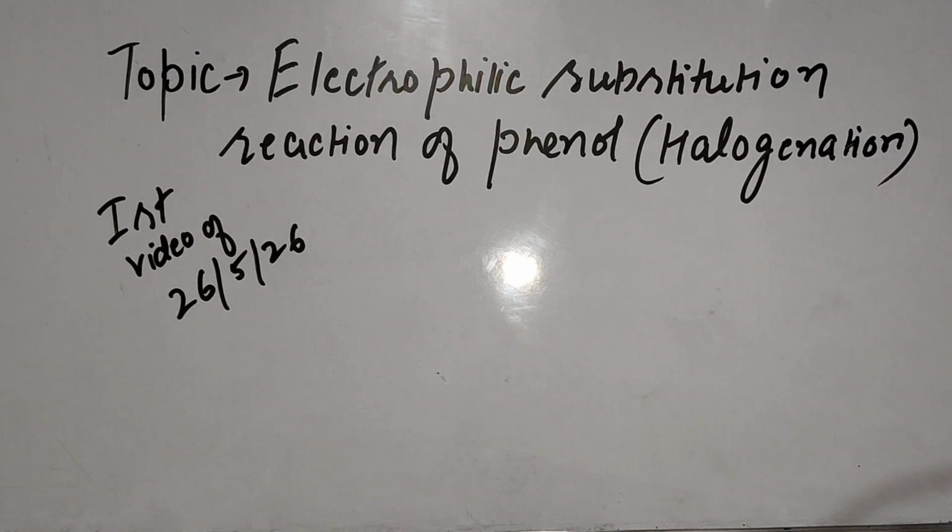Hello everyone. The next electrophilic substitution reaction after nitration of phenol is halogenation of phenol. Halogenation means adding halogen groups, like fluorine, chlorine, bromine, iodine, on the benzene ring of phenol. That's why halogenation is of four types: fluorination, chlorination, bromination, iodination. Only bromination is in the syllabus of 12th, JEE, NEET and BSc. Let's discuss the important points in bromination.